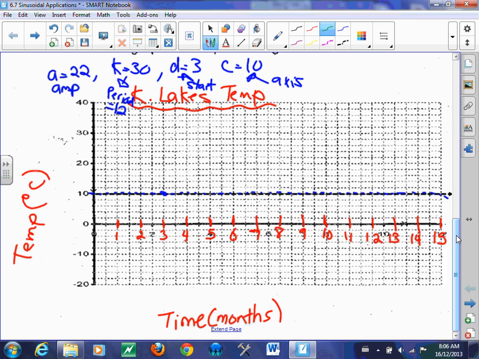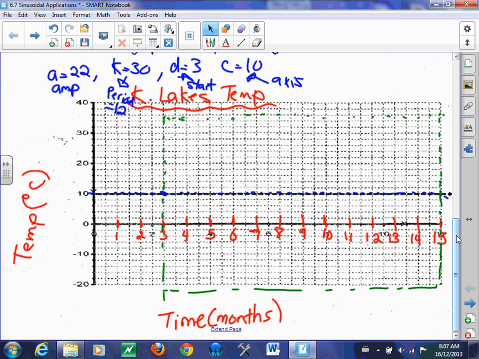It's going to be my initial blocks that I'm going to draw. And if I start at 3 and I have a cycle of 12 months, so 3 plus 12, that gives me 15. So that's where I'm going to end my cycle. Okay, so there's my box.